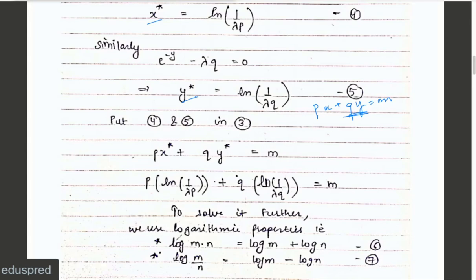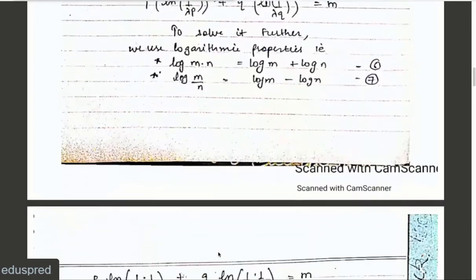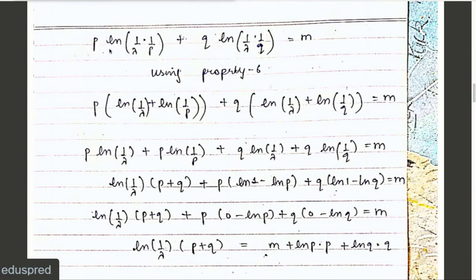So again, for solving this, I will be using these two properties, which is log of mn is equal to log m plus log n, and log of m divided by n is log m minus log n, which will be p multiplied by ln 1 divided by lambda multiplied by 1 divided by p plus q ln 1 divided by lambda multiplied by 1 divided by q is equal to m. Now this product can be rewritten in this form, by using the property 6 we discussed above, and this can also be rewritten like this.